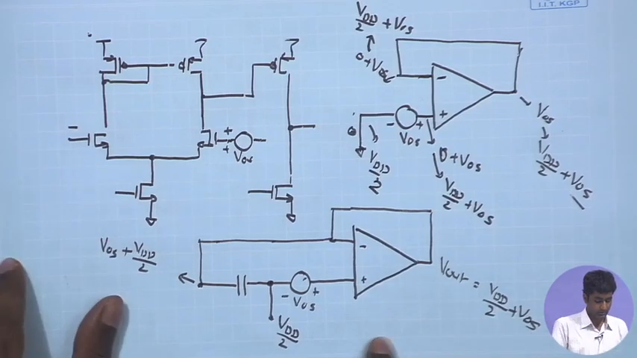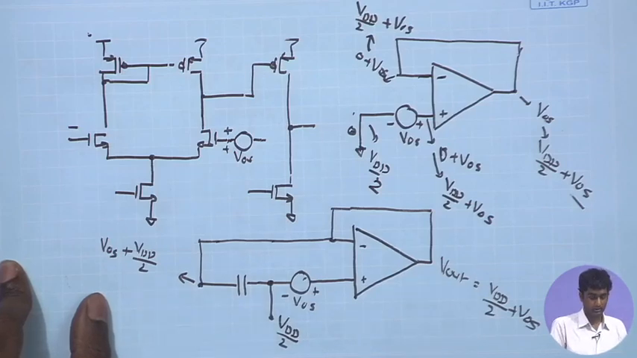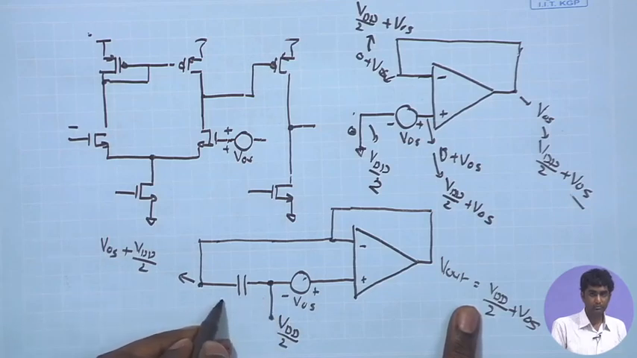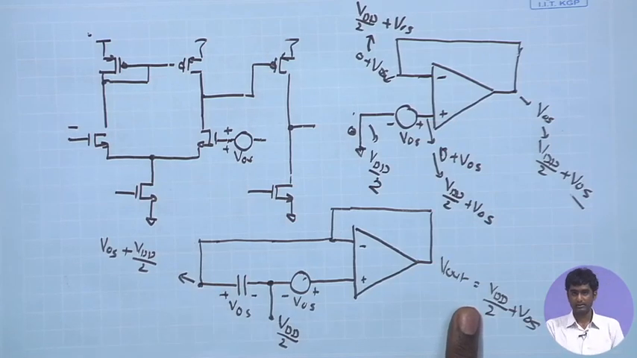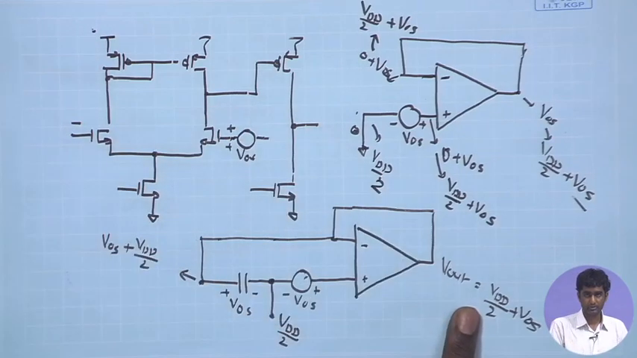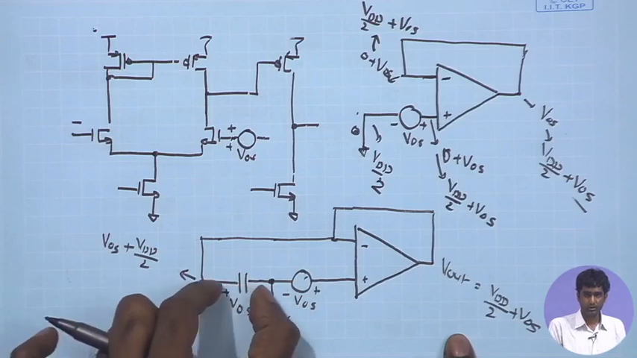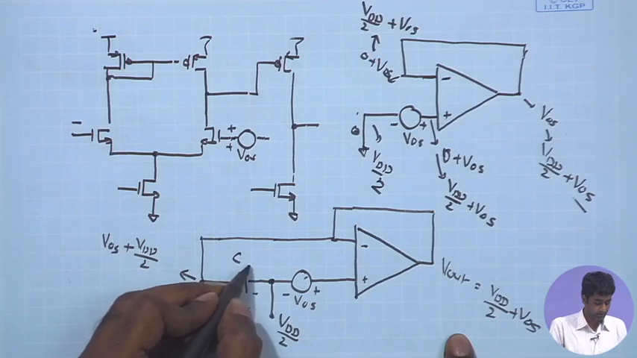So, now I have the VOS plus VDD by 2 coming over here at this point, and therefore, what is the effective voltage across this capacitor? VDD by 2 plus V offset, relative to VDD by 2. So, we have V offset stored across the capacitor in this direction. So, through this closed loop configuration, I can extract the offset voltage of the amplifier and store it across the capacitor. I can call it say C offset.